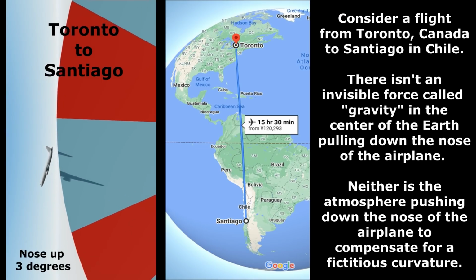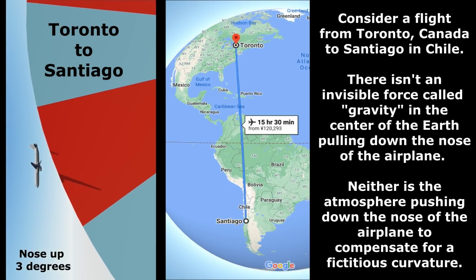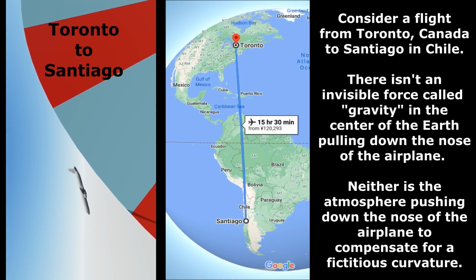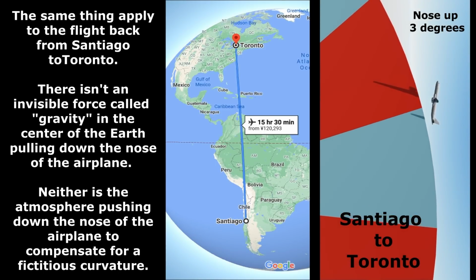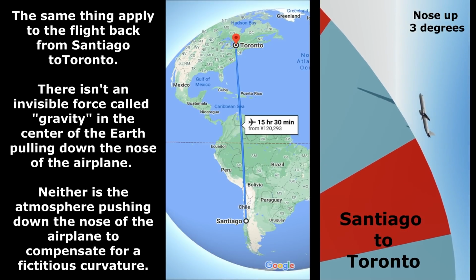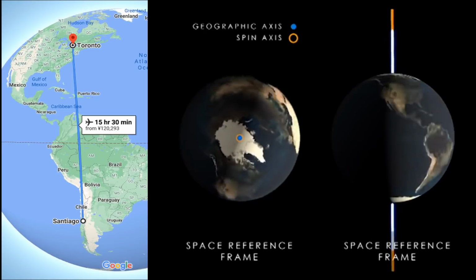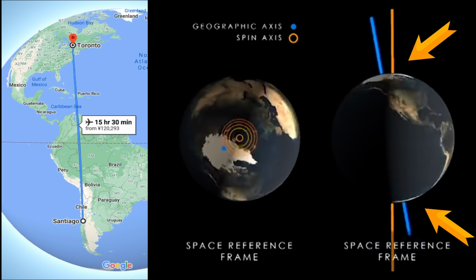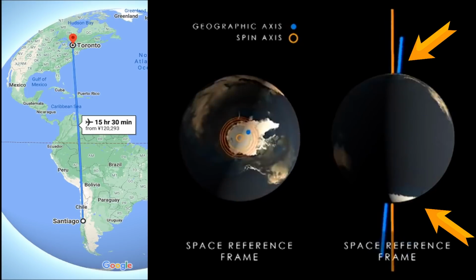Now consider this very same flight, Toronto to Santiago, Chile, with an airplane flying upside down on a ball with its nose pointing up. Or imagine the flight back from Santiago to Toronto, the same situation. The plane flying up a ball with its nose pointed up, magically adjusting for curvature. Now imagine the same flight when the Earth is spinning and wobbling to account for the explanation of the seasons. So this is how the Earth is spinning at the same time.